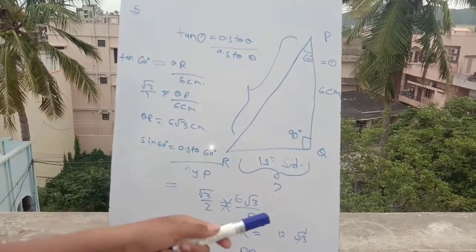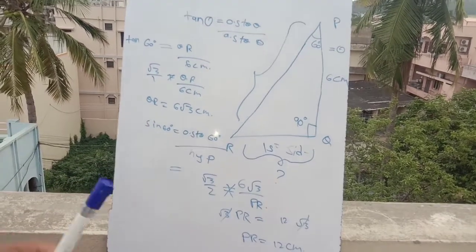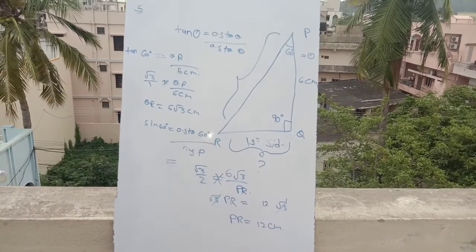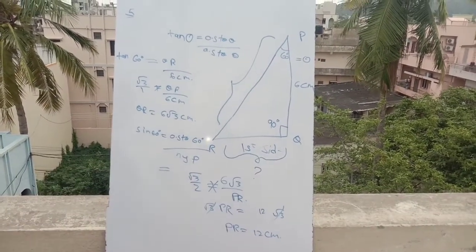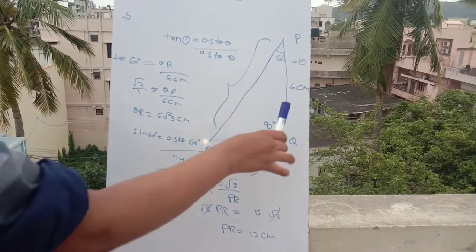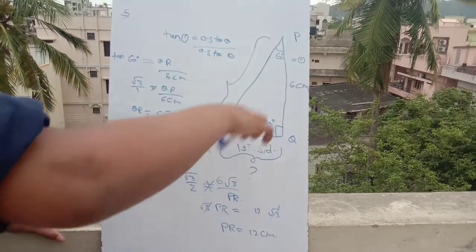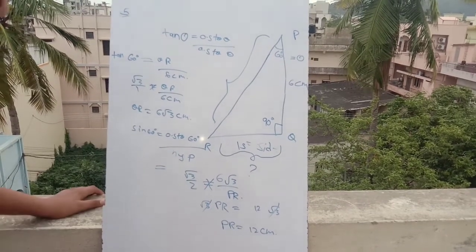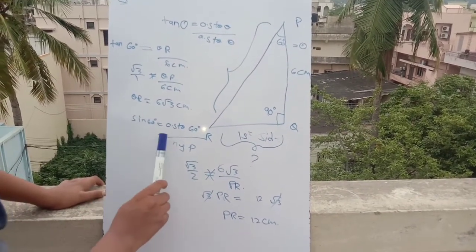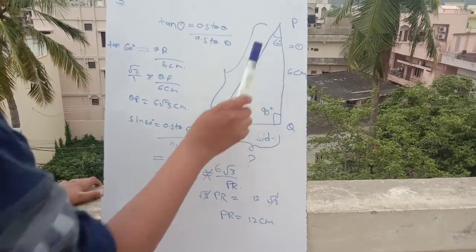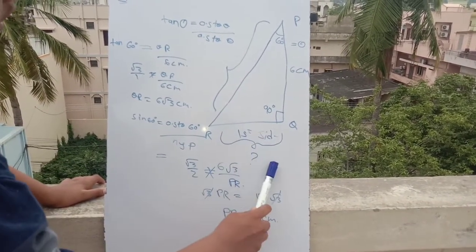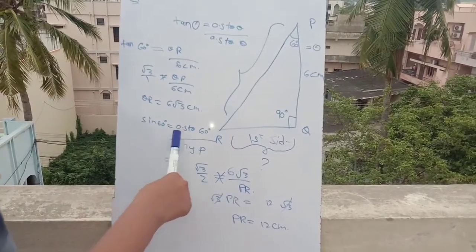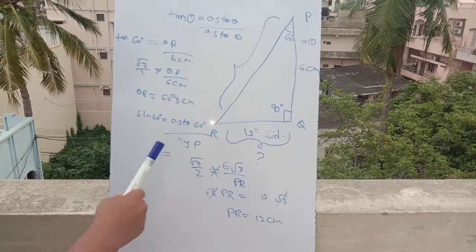We got the first side as 6 root 3 centimeters, and after that we need to find the other side, that is PR. This is the hypotenuse. This hypotenuse we can either find by Pythagoras theorem, by applying PR square is equal to PQ square plus QR square. It is very time taking, so I have done it very simply. Sin 60 is equal to, we are going to apply sin 60 because we know this side already. So this is going to be the opposite side for 60 degrees. So sin 60 is equal to opposite side to 60 degrees by hypotenuse.